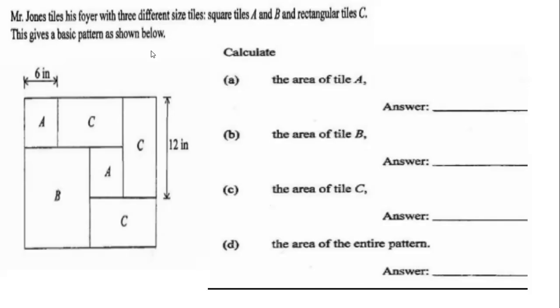Thank you. Excellent read. China, go ahead and read this, please. Mr. Jones tiles his foyer with 3 different size tiles, square tiles A and B and rectangular tile C. This gives a basic pattern as shown below. Read the rest. Calculate the area of tile A, the area of tile B, the area of tile C, the area of the entire pattern. Very good. The entire pattern.